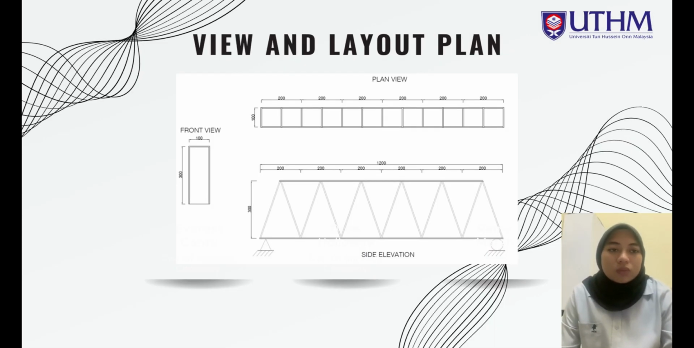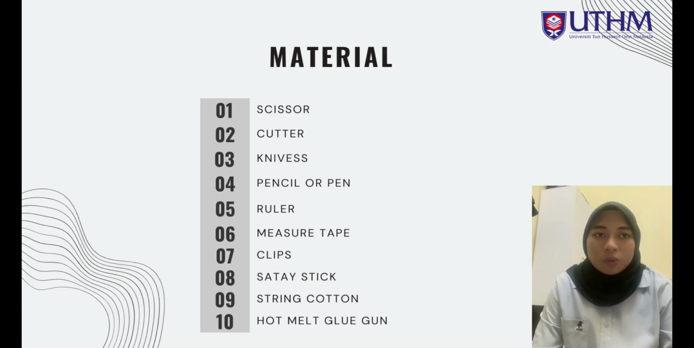So this is the view and layout plan for our bridge, which are the plan view, front view, and side elevation. The materials that we use in our project for our bridge are scissors, cutter, knife, pencil, pen, ruler, measuring tape, clip, and sticks, string curtain, and hot melt glue gun.